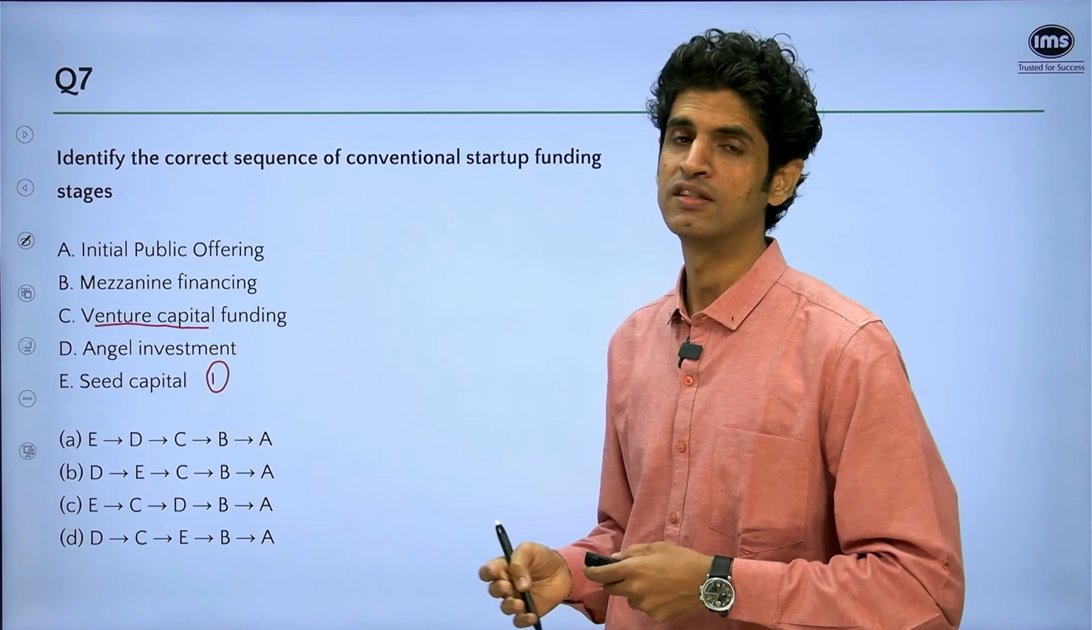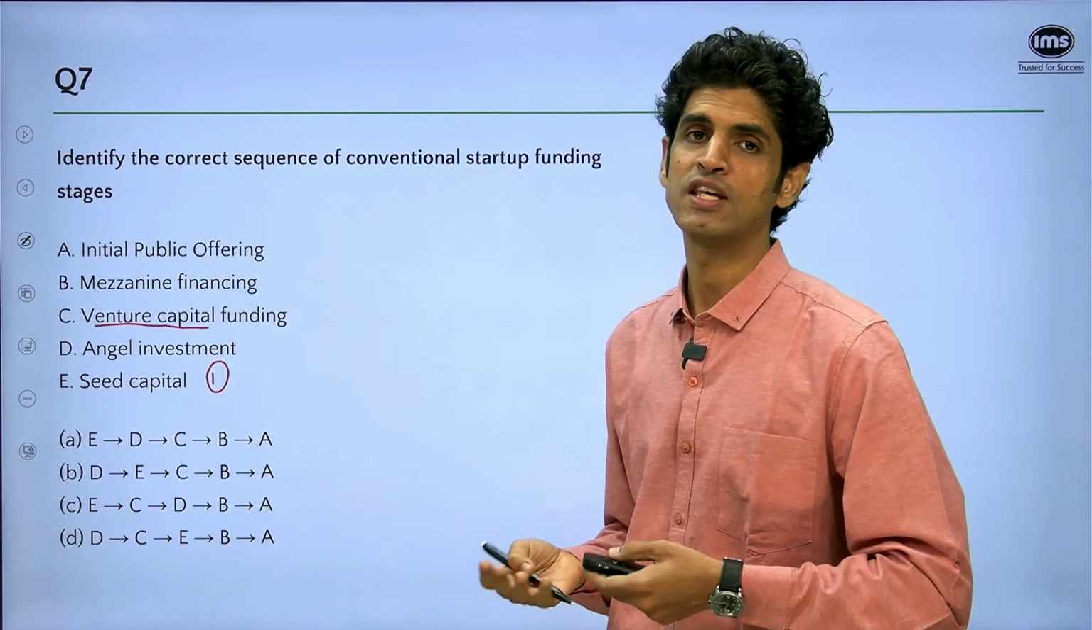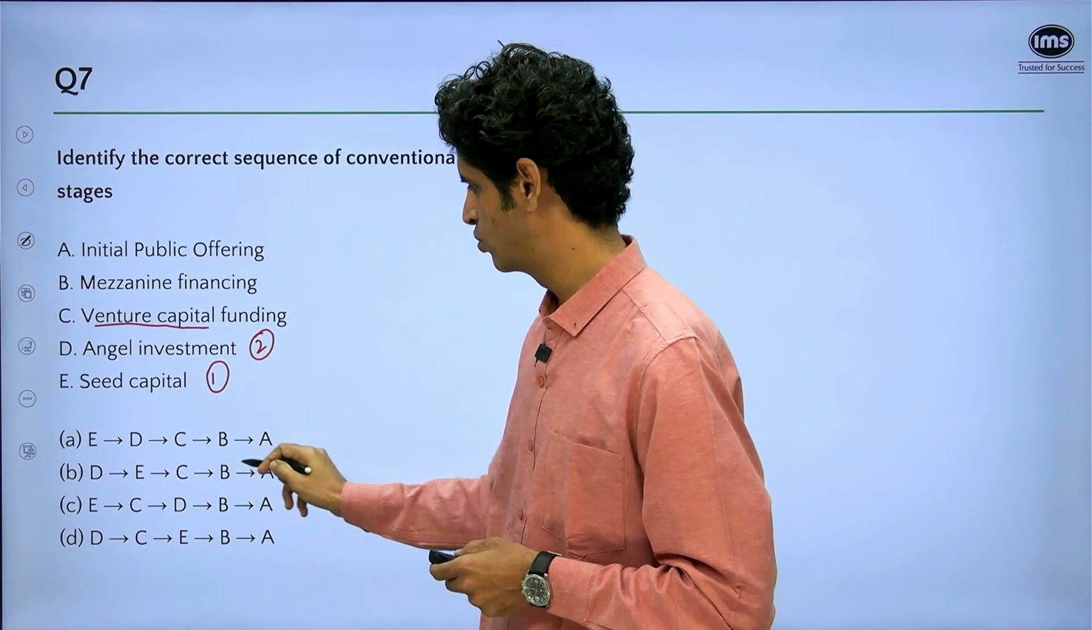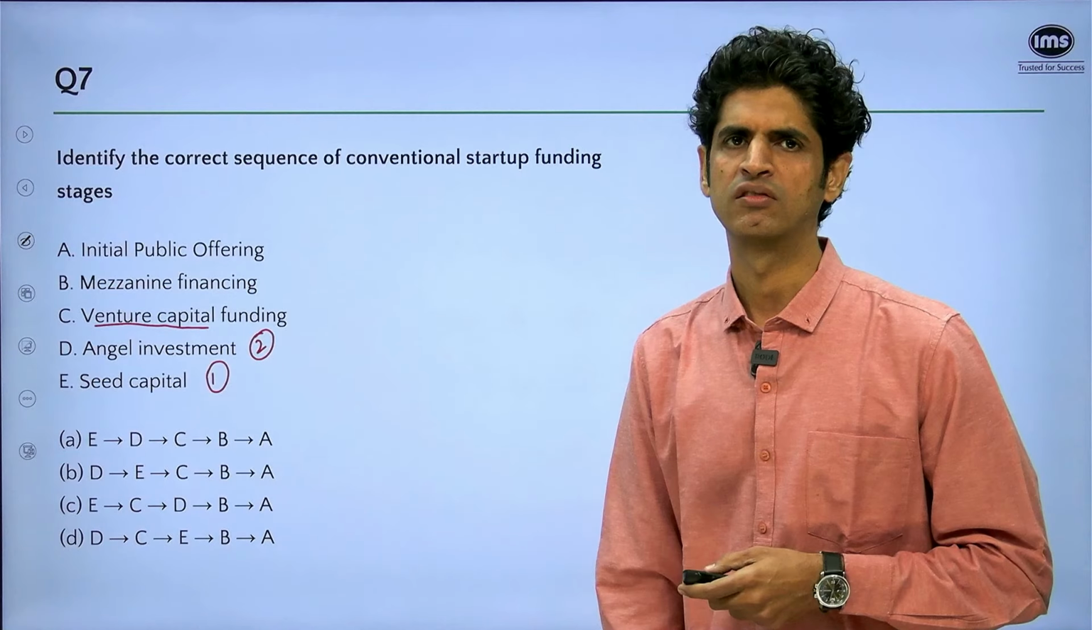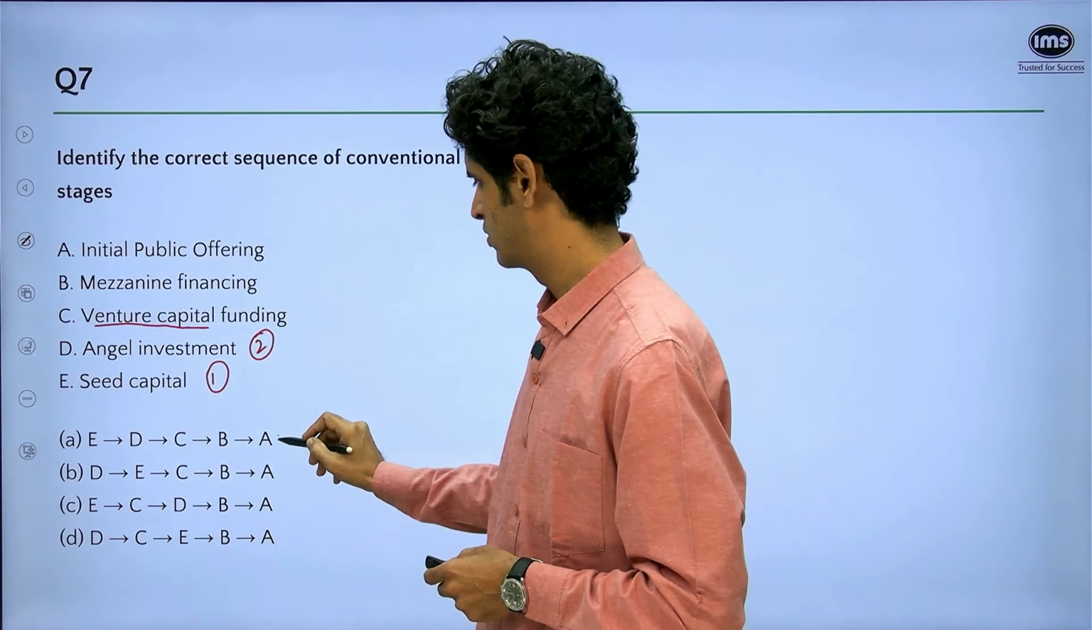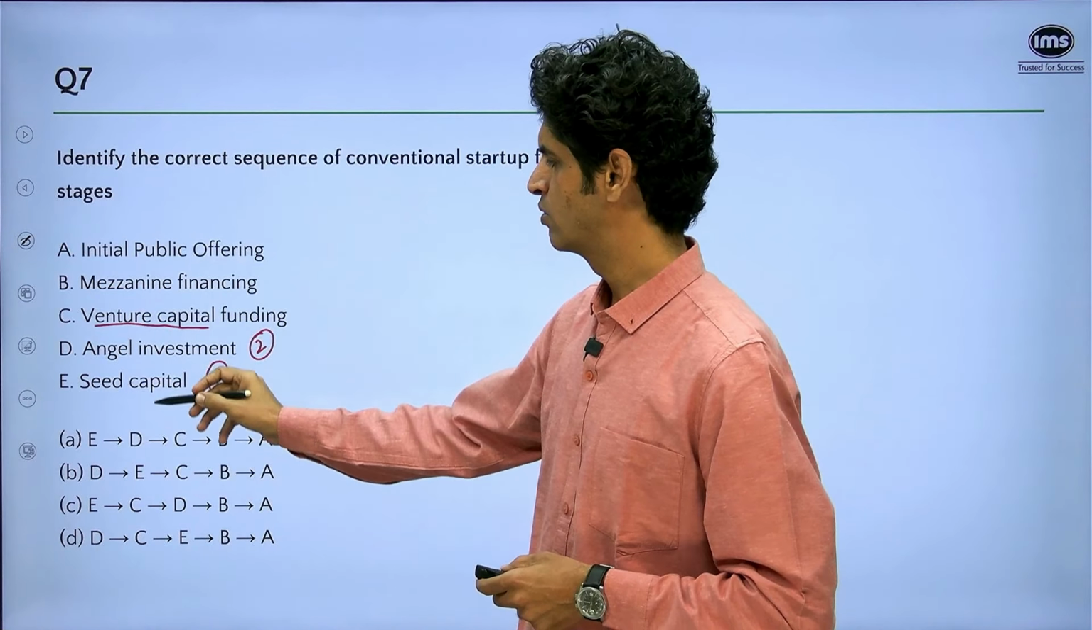Angel investment, it is a nice person, it's a human being who is interested in investing in your business. He or she may or may not want returns. This is only to help the business grow. This is going to appear after the seed capital happens. Now, if that is true, I have my answer ready. And that is E, D, C, B, A. We already knew that A, B, C is going to be the last three in the reverse order, of course. So this seed capital followed by angel investment, venture capitalist firms, mezzanine, which is a combination of debt and equity funding, and then initial public offering. We pick A as the correct choice.